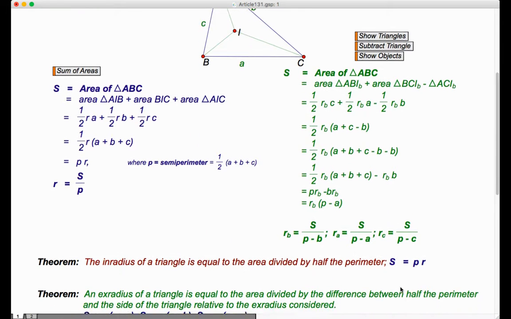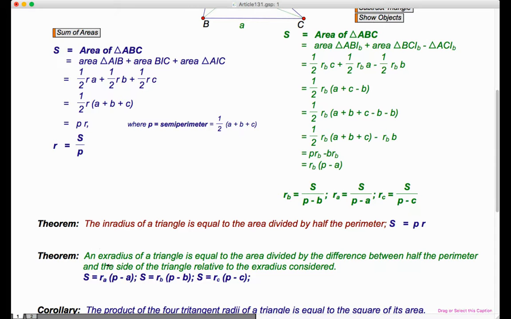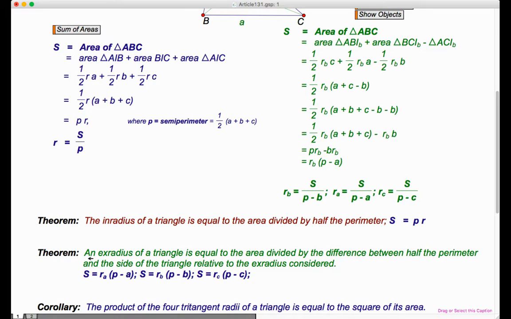So that is the second theorem. The exradius of a triangle is equal to the area of the triangle divided by the difference between half the perimeter and the side of the triangle relative to the exradius considered. That's exactly what I just mentioned. Or, computing for S, S is equal to r sub b times (P - b).